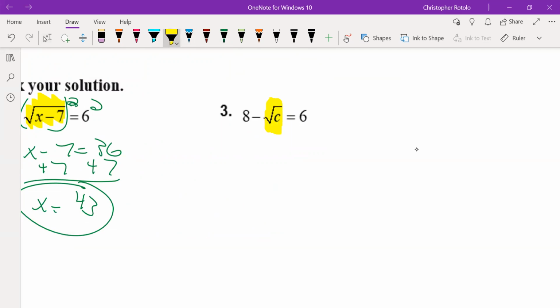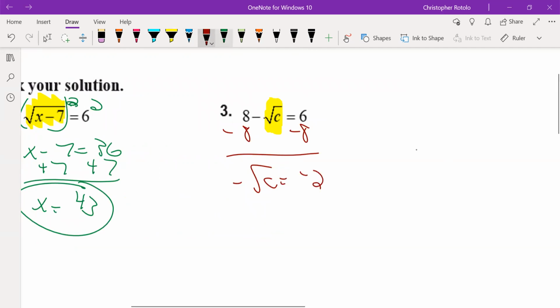The next one, things are kind of mixed around, but remember the goal is to get this square root all by itself. Notice I did not highlight that negative sign. So I'm going to start by getting rid of the 8 by subtracting it. So now I have negative square root of c equals negative 2. And my next step, I'm going to treat this like it's negative 1. So divide out the negative 1. Now I have the square root of c equals positive 2.